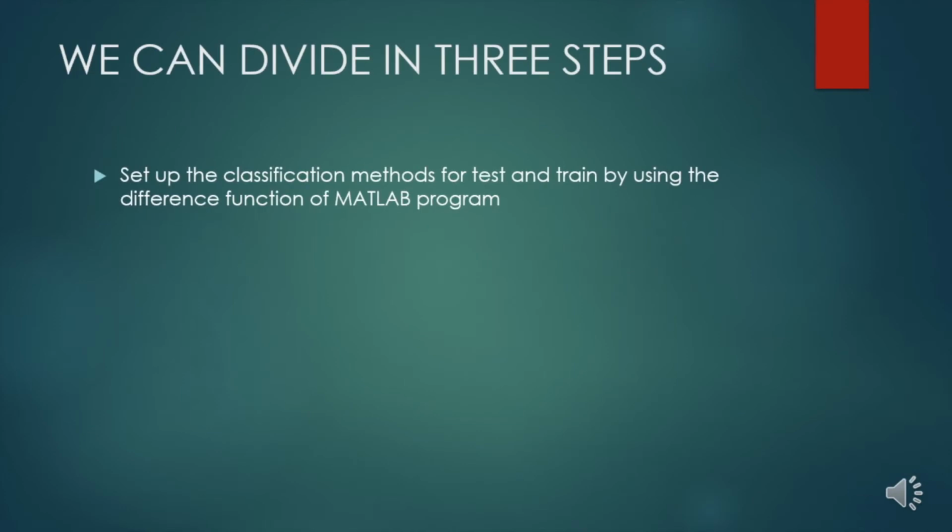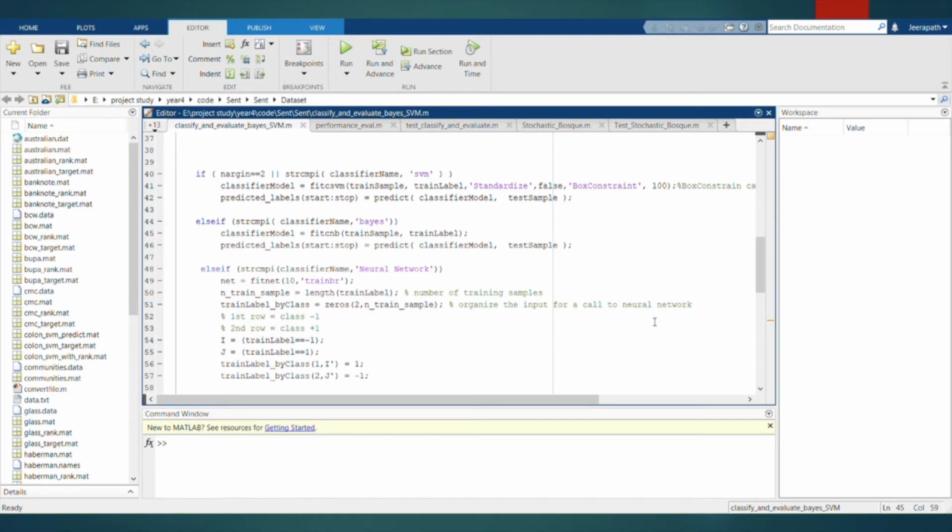We can divide the process into 3 steps. The first one is to set up the classification method for text and tone by using the different functions of the MATLAB program. In this file, we need to set up the classification. In each classification, we need to use a function of the MATLAB program. Let's start with the SVM, or support vector machine.